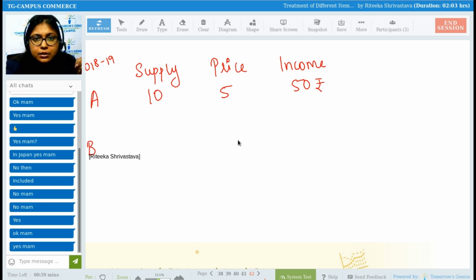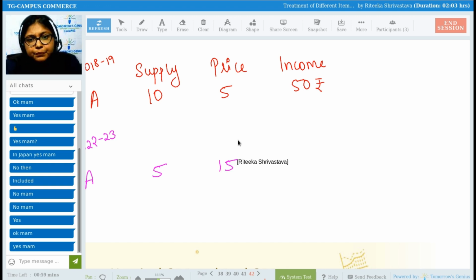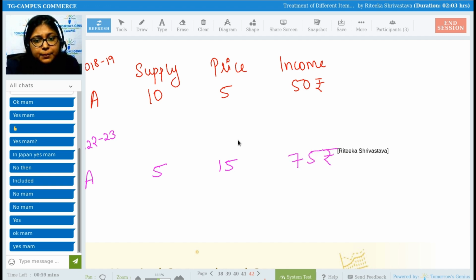Now, next situation, the present situation, 2022-23. Same good A. Now the units supplied in the economy is 5, and the price got increased, suppose, to 15. Now see what the national income of the country is. National income of the country would be 75 rupees.